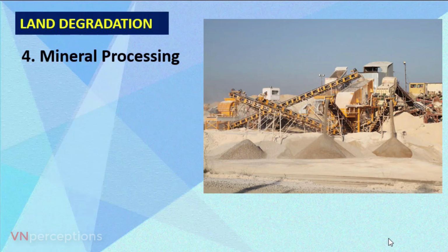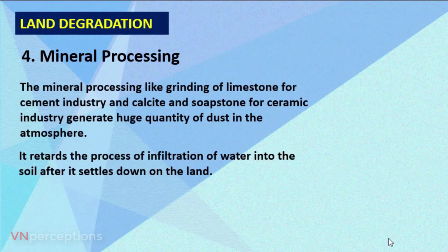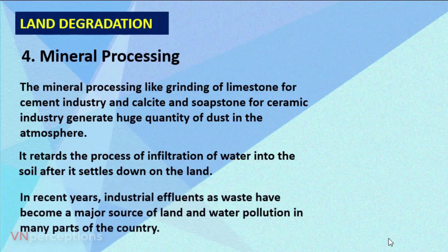Some more examples are, one is grinding of limestone for cement industry. Then it is calcite and even soapstone for ceramic industries. They generate huge quantity of dust in the atmosphere. Not only that, it settles on the agricultural land. And when it settles, it reduces the process of infiltration of water into the soil, and so creates difficulties in agriculture. And then in recent years, even industrial liquid waste, that is effluents, have become a major source of land as well as water pollution in many parts of the country.